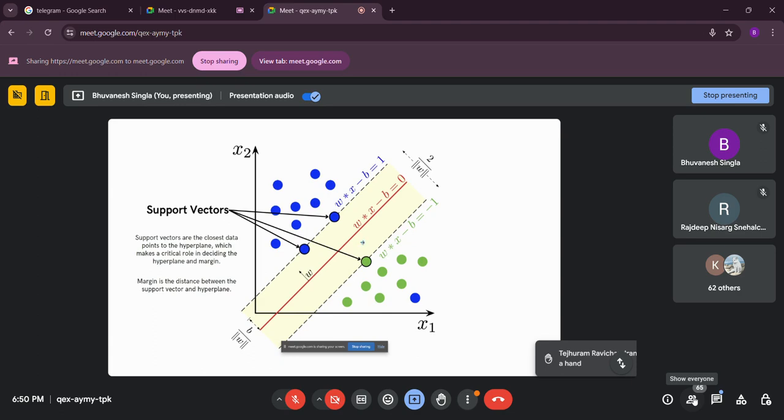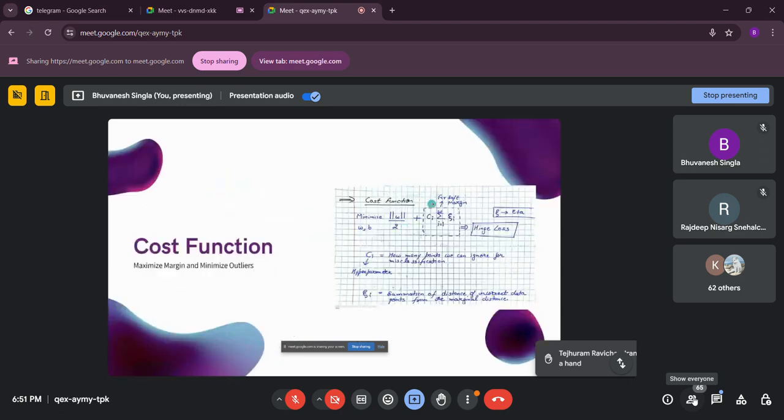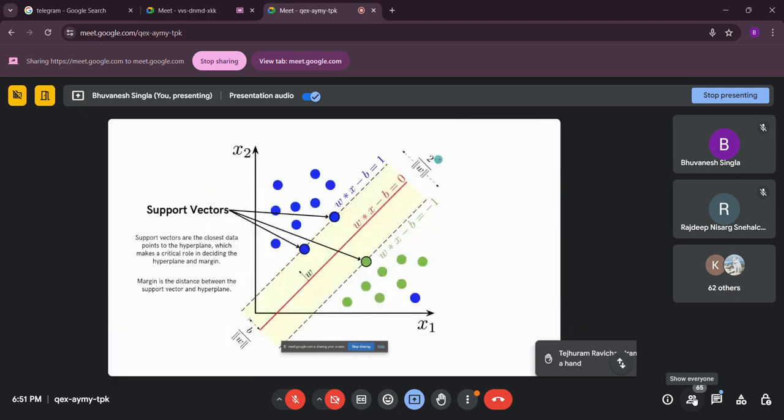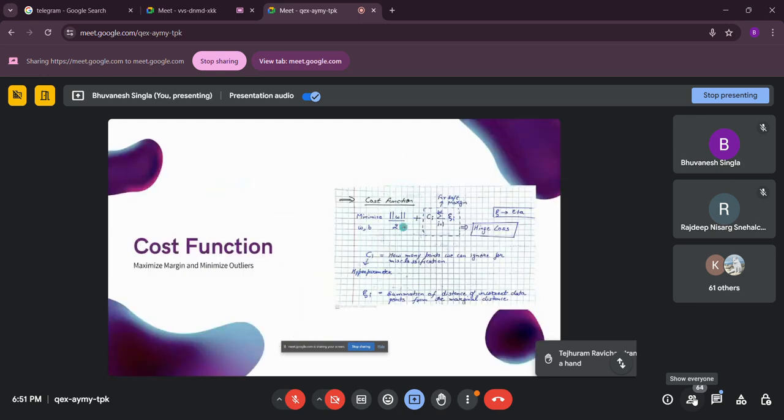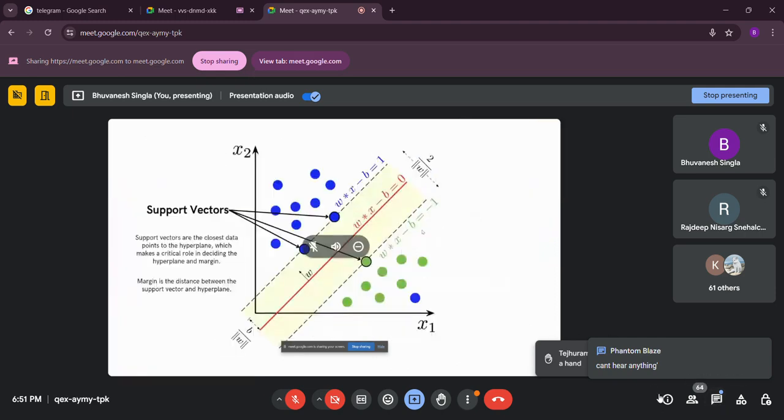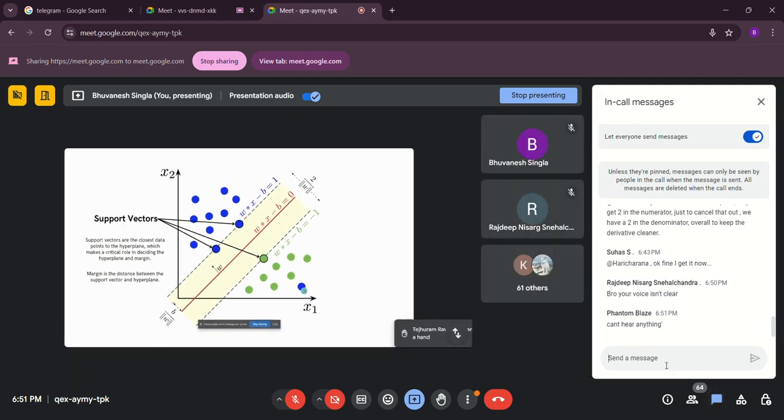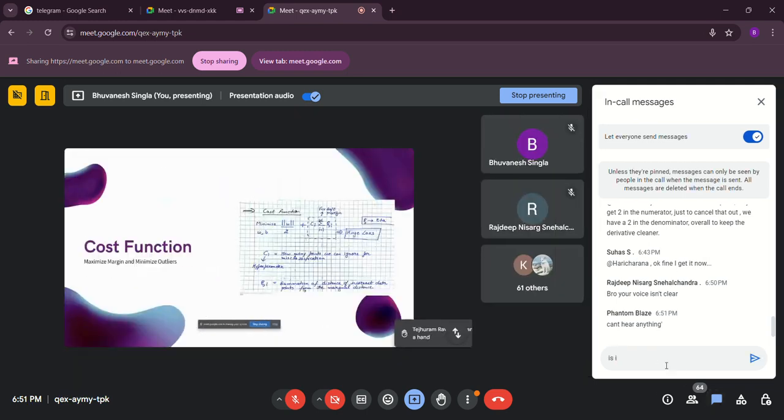So now if you think about this function, we have to maximize the margin, and the margin is 2 by mod of w. So you just minimize mod of w by 2, and that would maximize the margin in turn. And eta is defined as the distance of the outlier, the incorrect data point, from the margin. So it's just this distance from this dotted line to this blue point. And that is your eta, and C is just a hyperparameter which is similar to alpha.